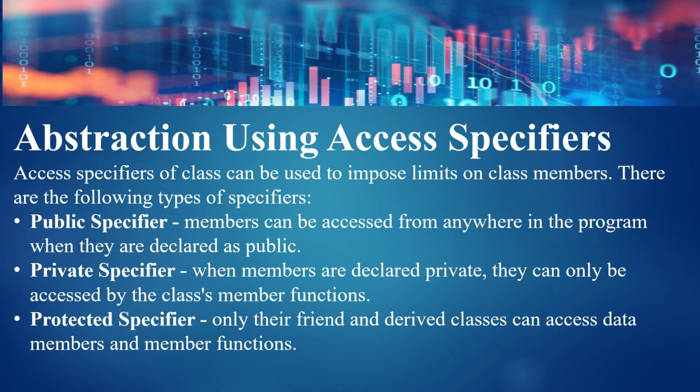Generally we don't use protected specifier in most cases, but if you have any case wherein your friend class or your derived class needs to have the access of that member, but anyone apart from that doesn't need to have that access, then you can put them in your protected section.